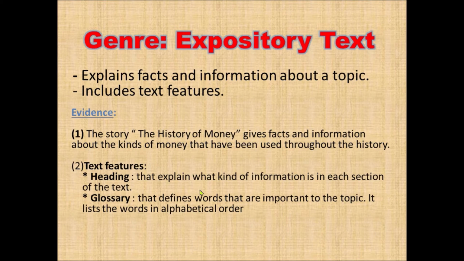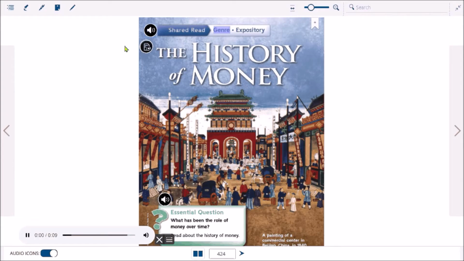Next, you will find a glossary. A glossary defines words that are important to the topic. It lists the words in alphabetical order. And you will find this glossary when we start reading. Genre, expository. The History of Money. A painting of a commercial center in Beijing, China in 1840.